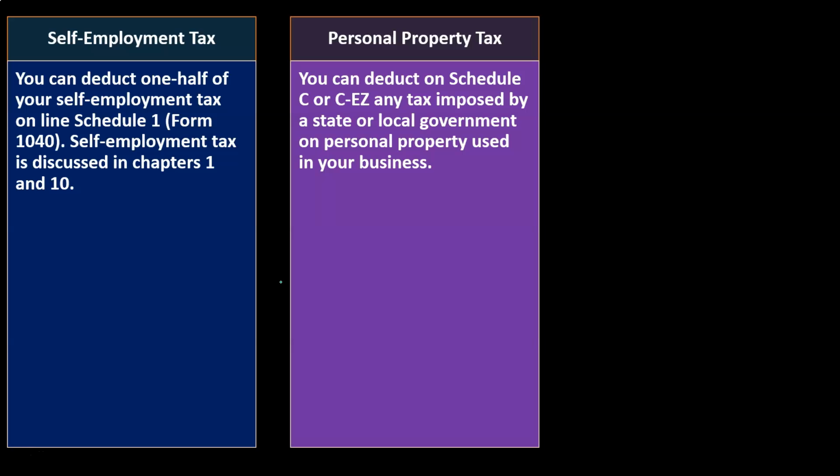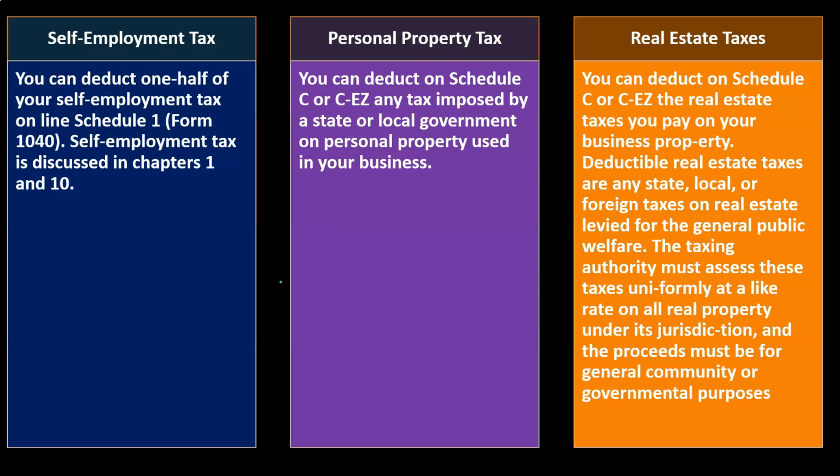Then we have personal property tax. You can deduct on Schedule C or C-EZ any tax imposed by a state or local government on personal property you used for the business. So if we had personal property, equipment, or whatever that were used for the business and they imposed taxes on it, that would typically be something that we can deduct as taxes.